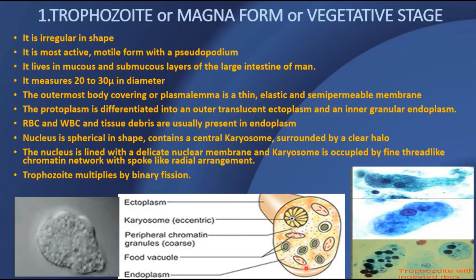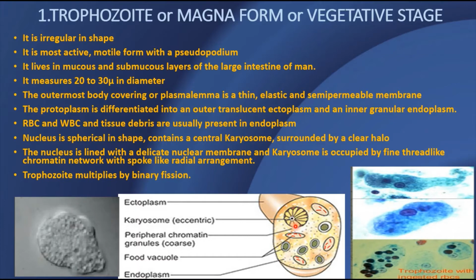Now the protoplasm is differentiated into outer ectoplasm, here you can see, and inner endoplasm. The outer translucent ectoplasm, and the inner glandular endoplasm. And here the RBCs, WBCs and some tissue debris are also present in the endoplasm. At the center you can see the nucleus, which is spherical in shape and contains a central karyosome, surrounded by a clear halo. The nucleus is lined with a delicate nuclear membrane, and the karyosome is occupied by a fine thread-like chromatin network with spoke-like radial arrangement.